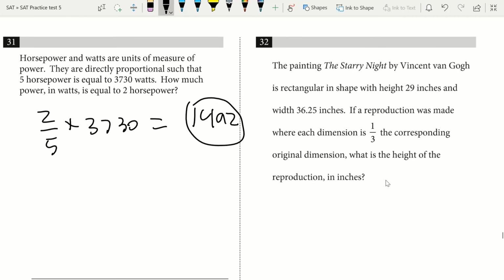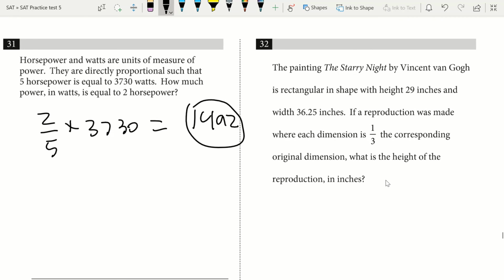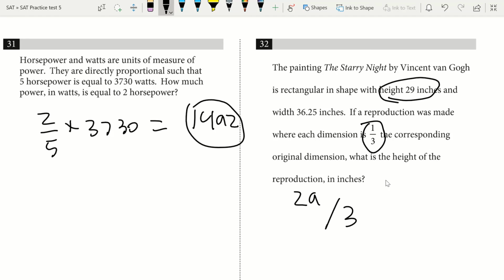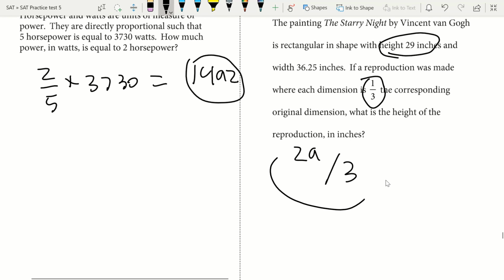All right. The painting Starry Night by Vincent van Gogh is rectangular in shape with height 29 inches and width 36.25 inches. If a reproduction was made where each dimension is 1/3 the corresponding original dimension, what is the height of the reproduction in inches? All right, well, we're told our height of the original is 29. We're told our replica corresponds to 1/3 the original, so we're going to have 29 times 1/3, which is 29 over 3. That'll be our answer there.